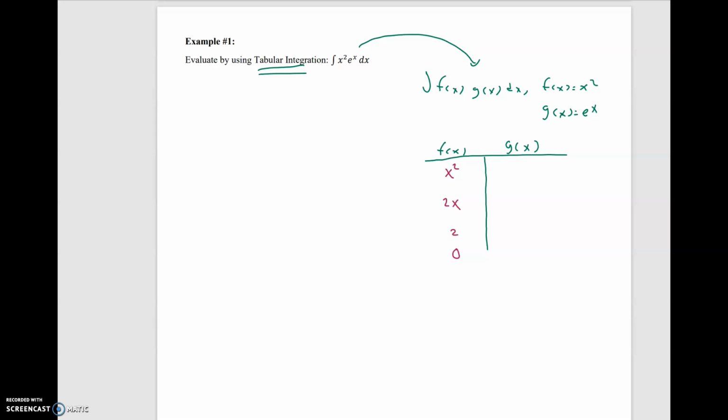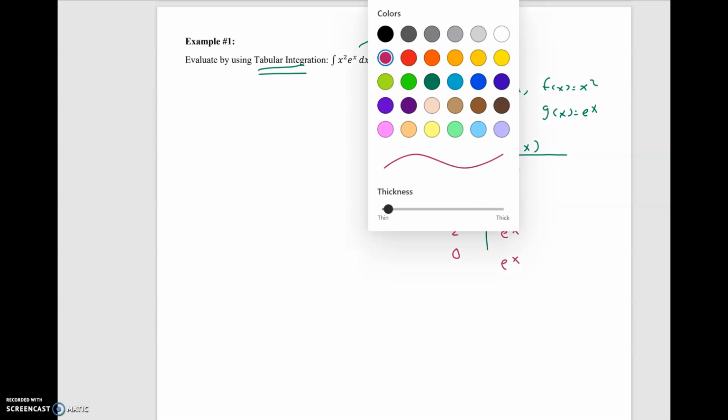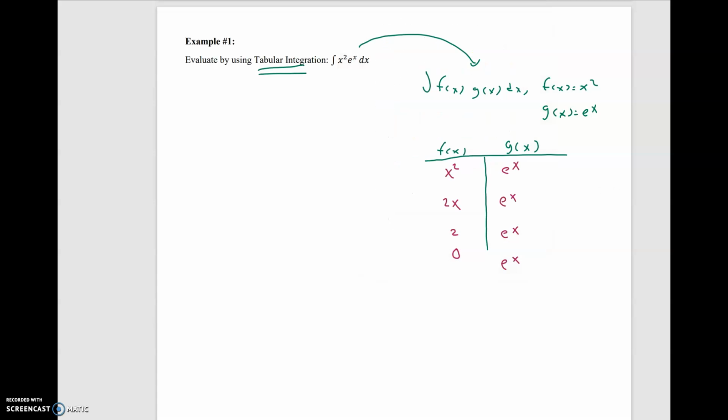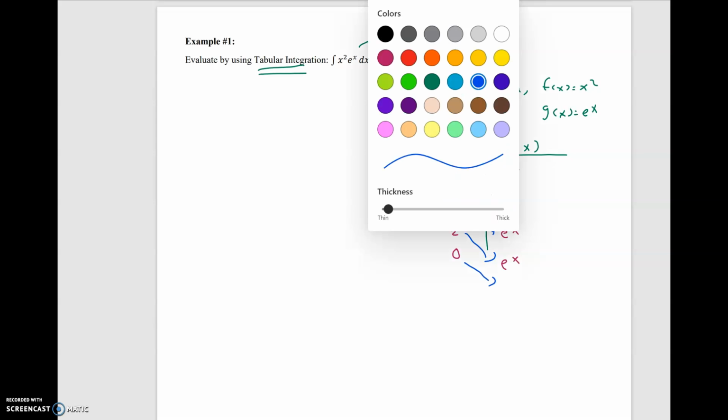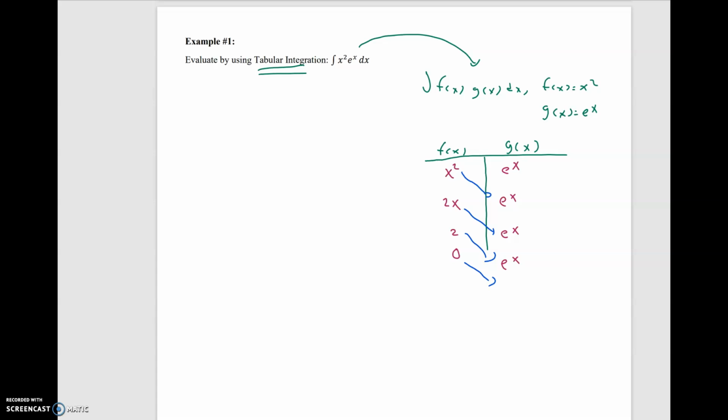The second column in the table, you're going to be doing integrals. That starts with g of x, which is e to the x. And then the integral of e to the x is also e to the x. You're going to continue this pattern. And remember that there is a pairing, so let me use blue for the pairing. You're pairing these functions. And the last one we don't need because it's going to end up being a 0.